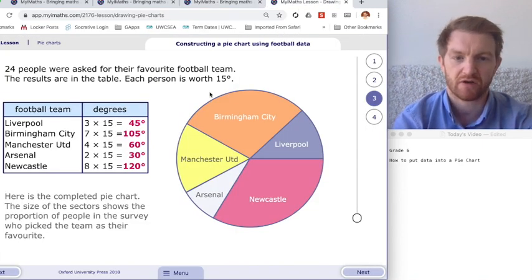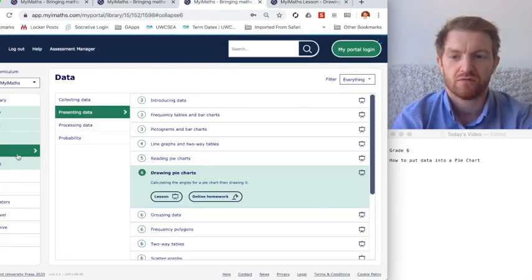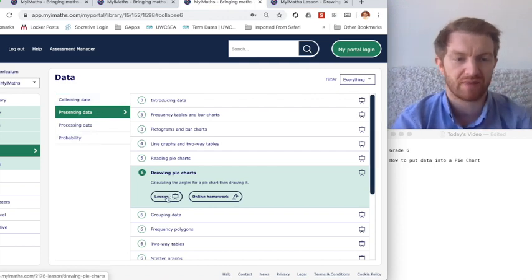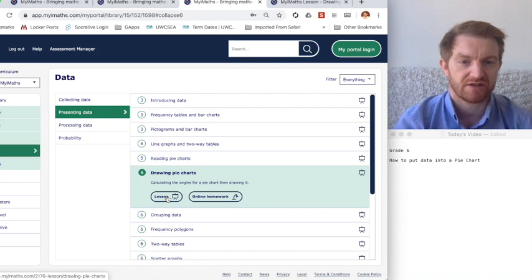Okay, you don't need to do the online homework. You're obviously more than welcome to if you want to, but if you are still struggling, I would really recommend this because it's interactive and you can play it back at your own speed, and hopefully it will show you what you need to do. Okay, so that's pie chart in a nutshell.